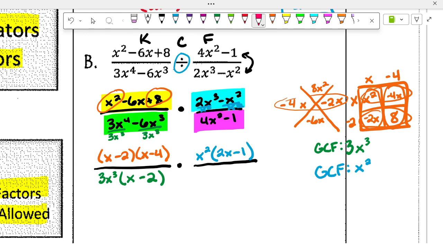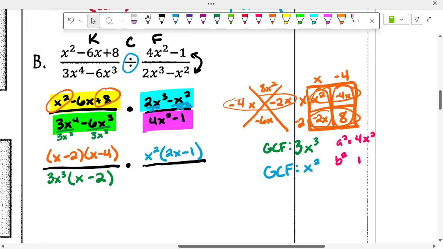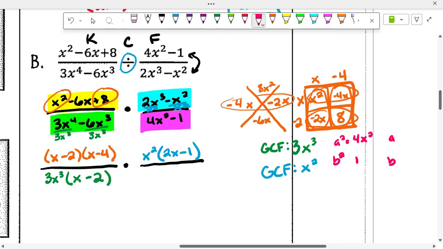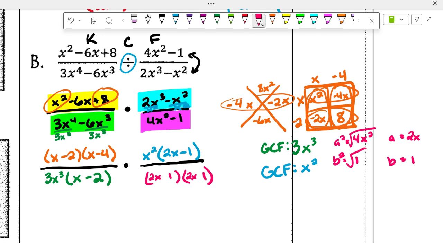What's that called? Difference of squares. So we have to have an a squared and b squared. That's 4x squared and 1. Then we need to find a and b. So we do what? Square roots. What's the square root of 4x squared? Square root of 1? 1. If I write it as my 2 factors, I get 2x, 1 and 2x, 1. Separate one by a plus, the other by a minus.